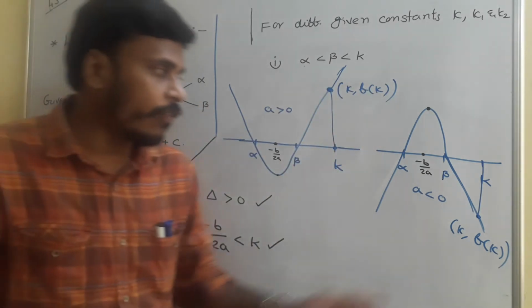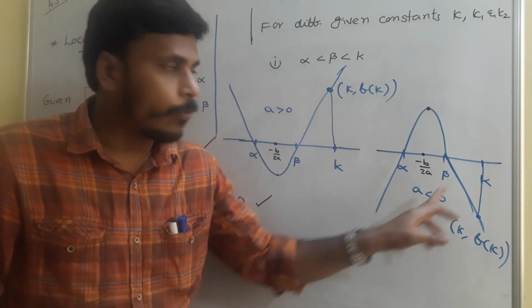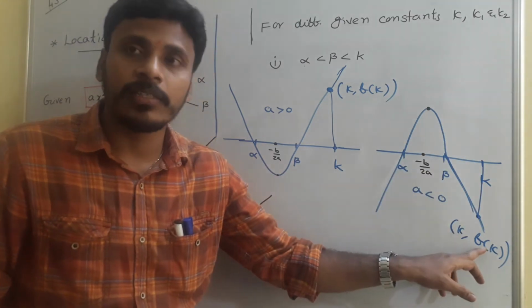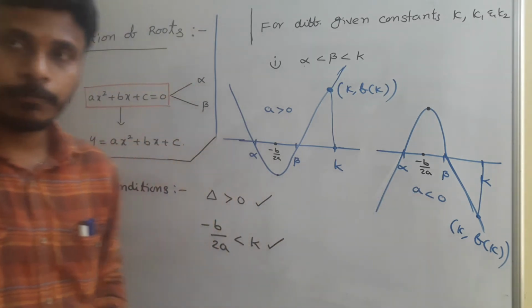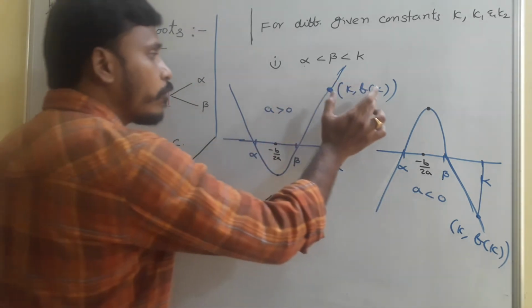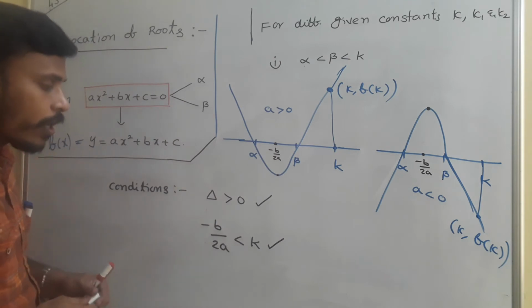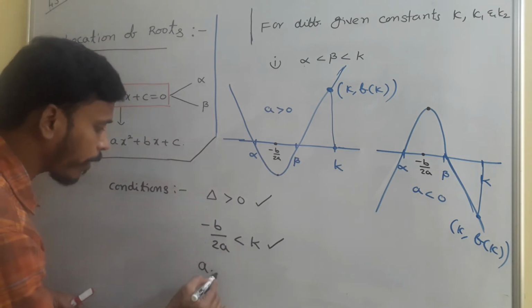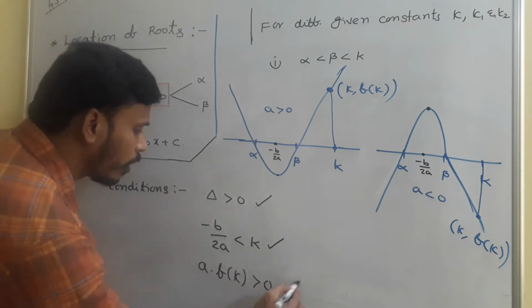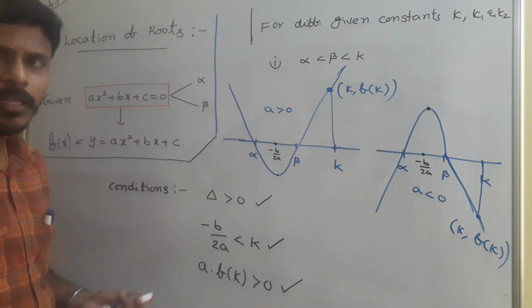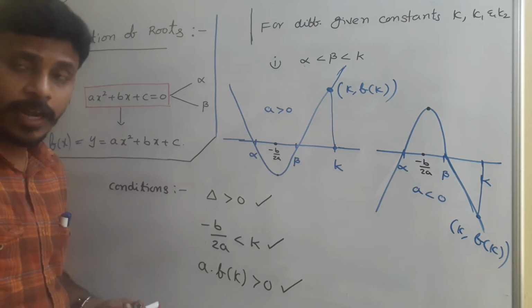Here observe it. What is a? Negative. And the point is below the x-axis. What is f of k? Negative. A negative, f of k negative. And here a positive, f of k positive. So in both situations, if you multiply a into f of k, it is positive. This is the third condition.